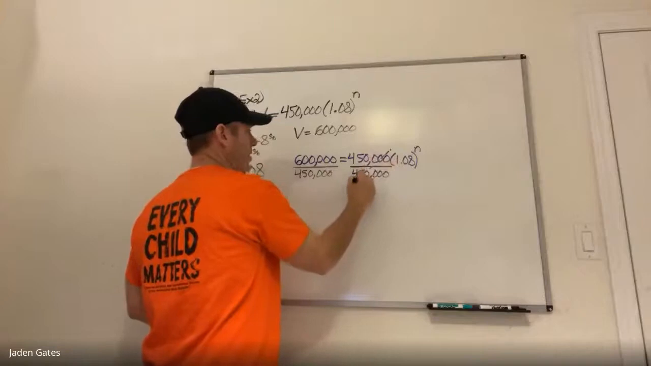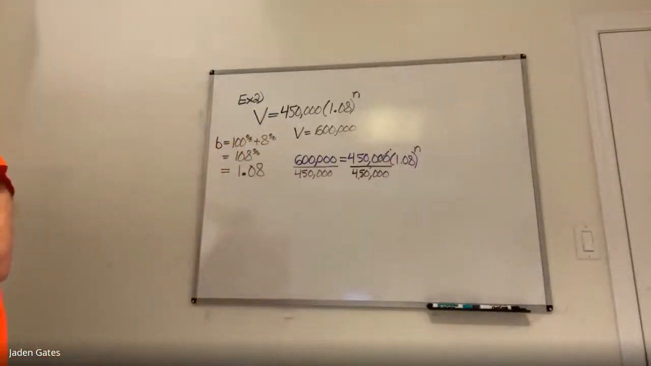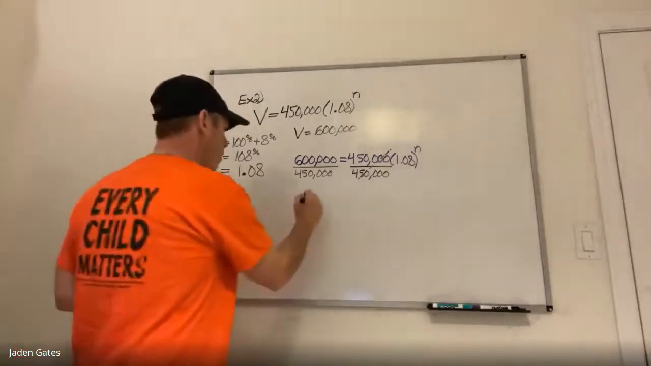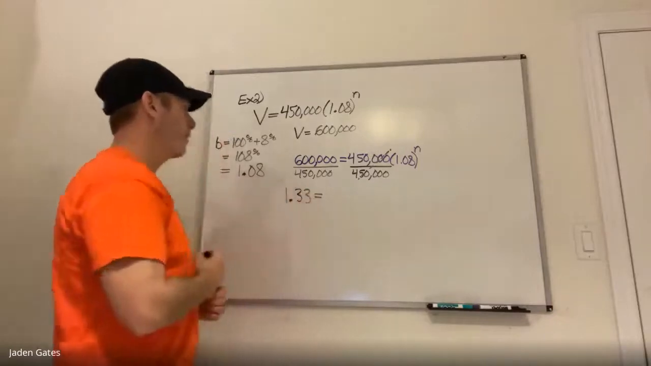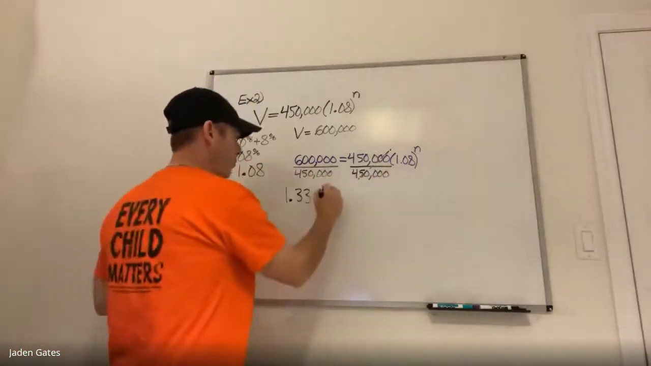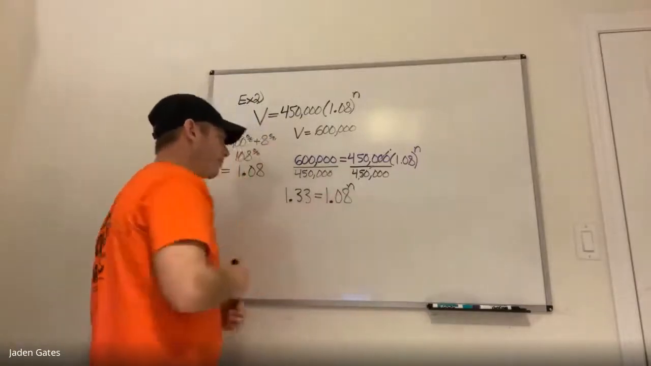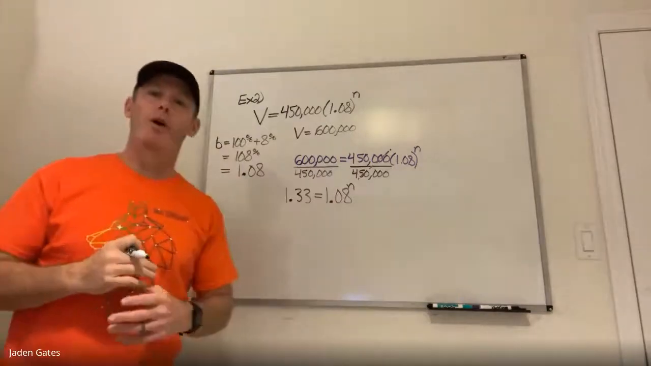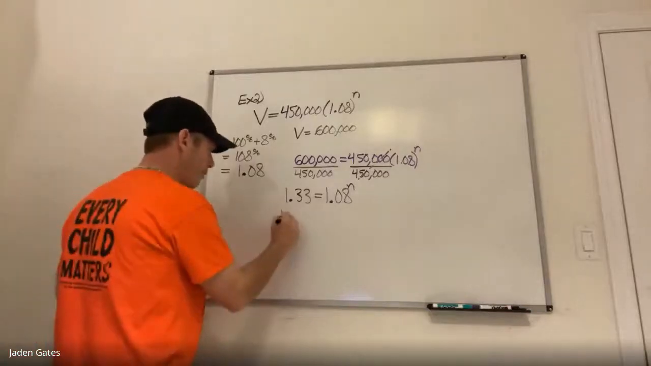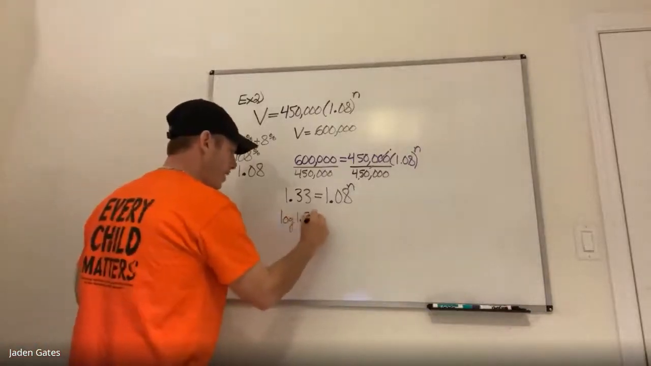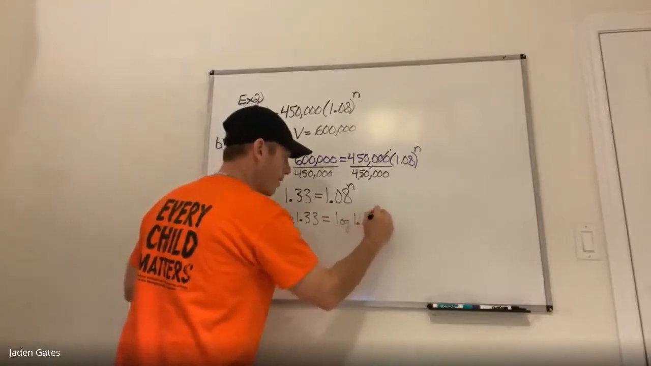All right, so they're gone. If I take 600,000 and divide it by 450,000, I get 1.33. But over on the other side, I still have my 1.08 to the power of n. Now, because we're going to solve for n, we're going to take the log of both sides. So I take the log of 1.33, and I take the log of 1.08 to the power of n.